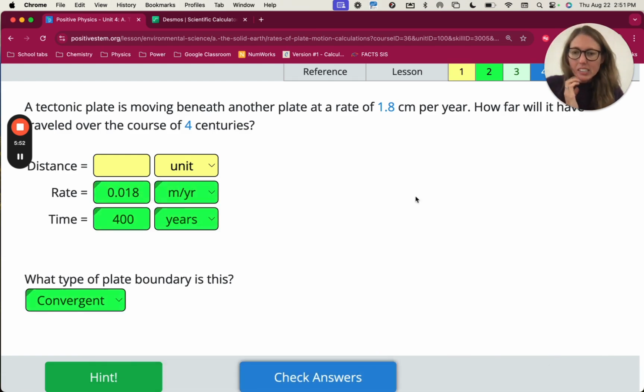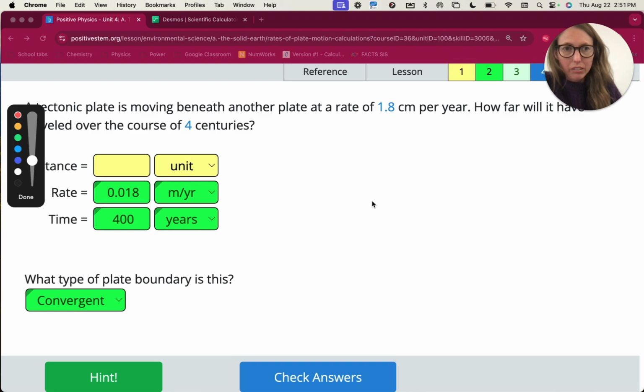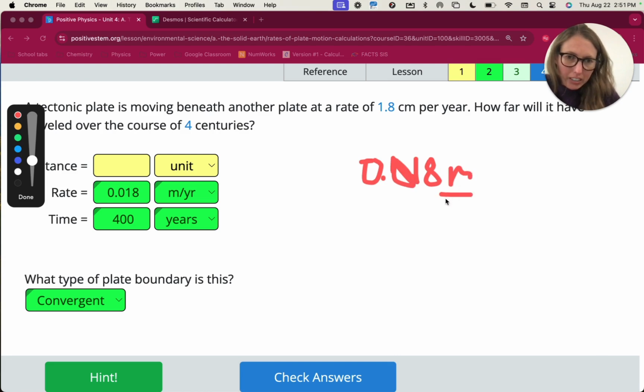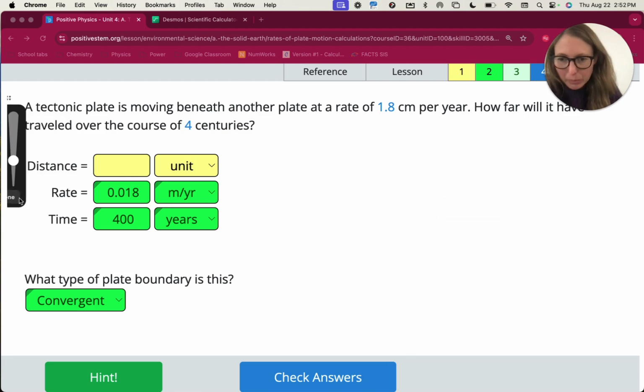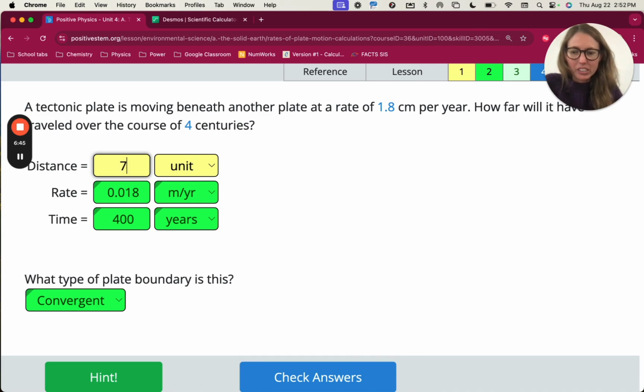Okay, let's check our answers so far. And then our distance. So we could know that the distance equals rate times time, or have that formula. But if you didn't have that formula, you would want to be able to set it up with the unit analysis. So if I am looking for meters, I want my meters on the top, 0.018 meters per year. And then I want the years to cancel out. So I will multiply that by 400 years. Okay, so the years cancel out, and I would end up getting 7.2 as my answer. So 7.2, and the answer is in meters.